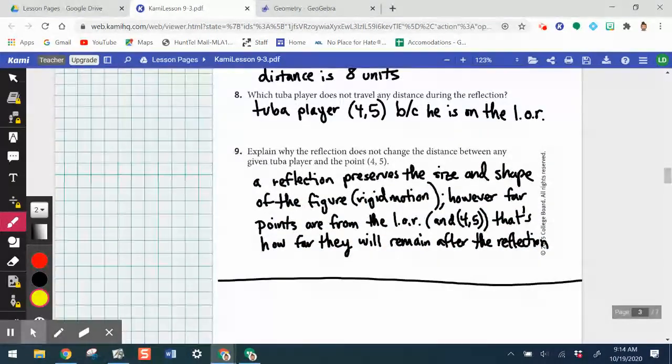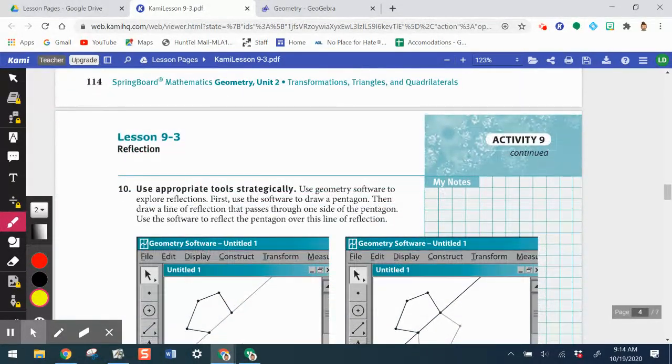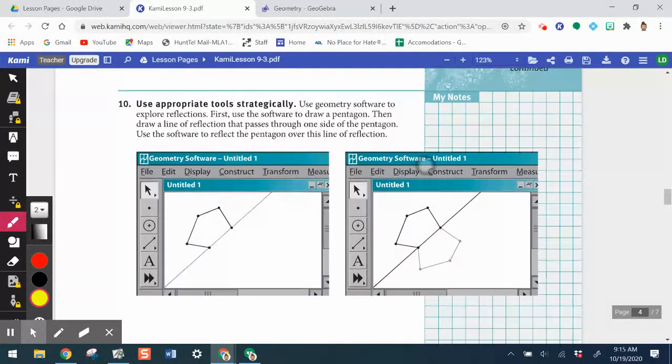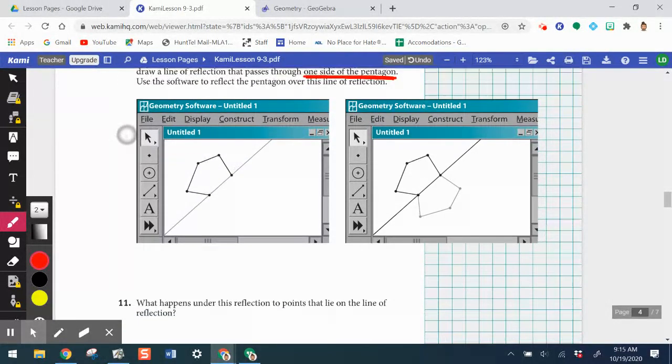Now we're going to transition off the coordinate plane a little bit to see how those same characteristics remain true. So number 10 says use geometry software to explore reflections. First, use the software to draw a pentagon, which is a 5-sided polygon. Then draw a line of reflection that passes through one side. That's important. So the line of reflection is actually going to be on the pentagon itself, so one side of the pentagon, and use the software to reflect the pentagon over this line of reflection.